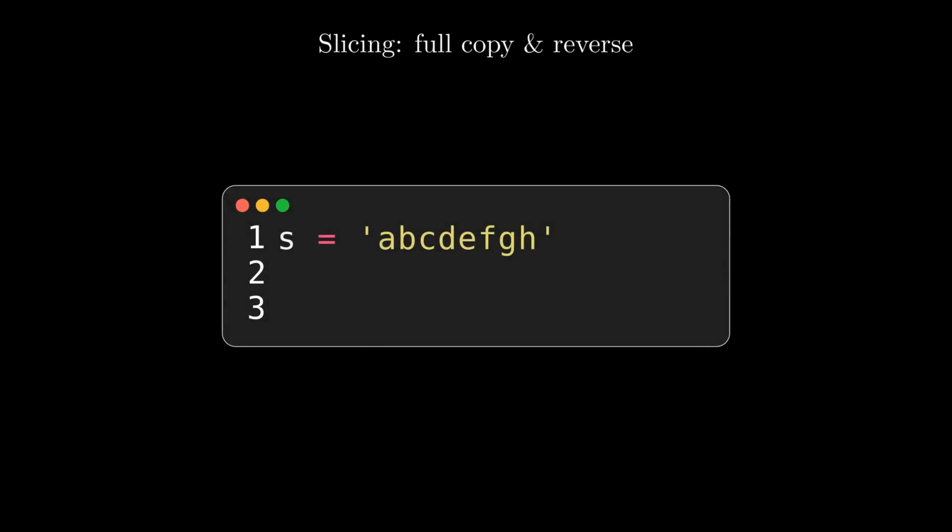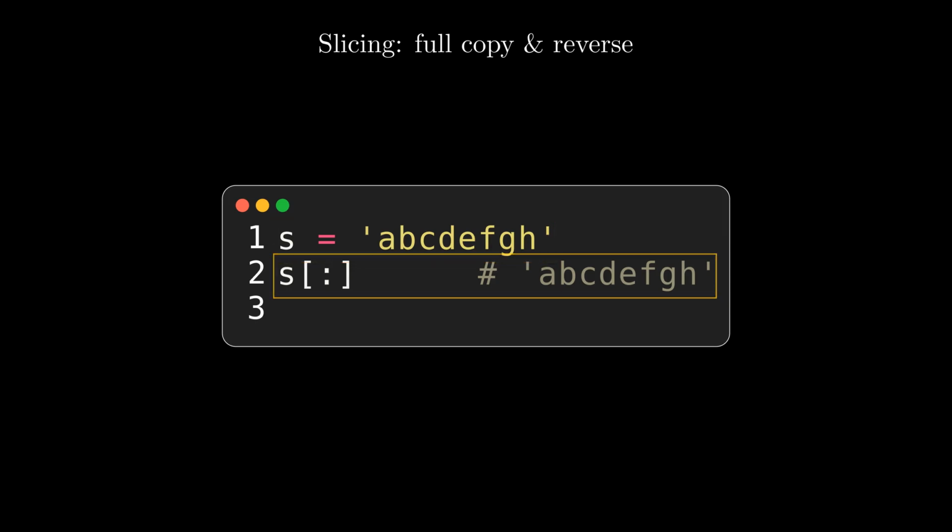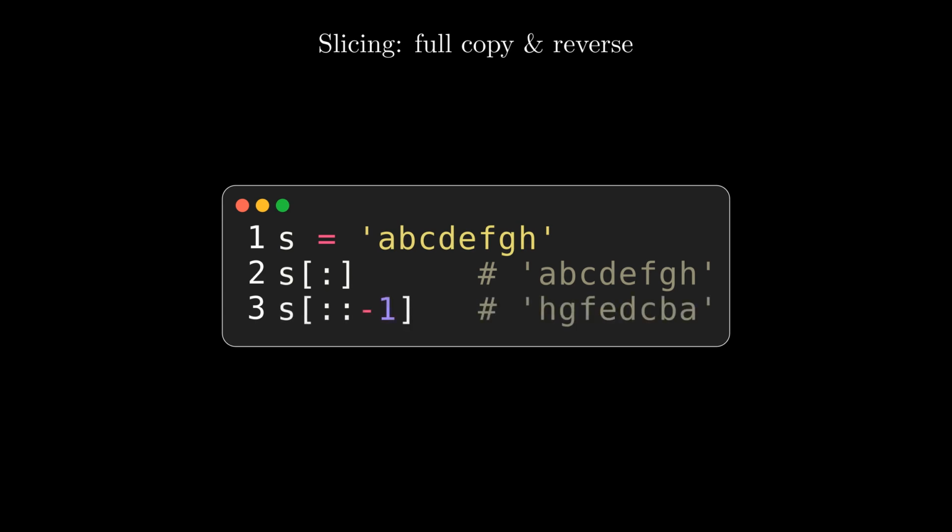You can omit values entirely, and several useful patterns rely on it. A bare colon with nothing on either side means from the beginning to the end. So s[:] returns the full string, ABCDEFGH, a complete copy. Even more useful, two colons followed by -1: s[::-1]. Empty start, empty stop, step of -1. The negative step walks right to left, and with no start or stop, it covers the entire string backward. The result is HGFEDCBA, the string reversed. This is the standard Python idiom for reversing a string.